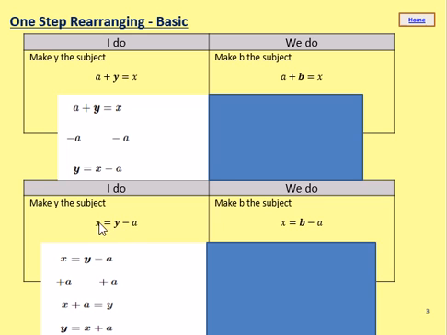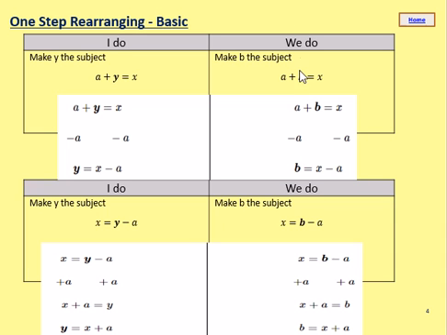Likewise, for the bottom one, we've got to make y the subject. So I want y on its own. Well, I've got y take away a. I want to get rid of this take away a, so I'll do the opposite. I add a. But I need to do that to both sides to make sure I keep the equal sign balanced. So add a to both sides. That leaves me with y on this side, y equals, so y is the subject, x add a. Please pause the video, copy down both I do's, and then work through both of the we do's for me.